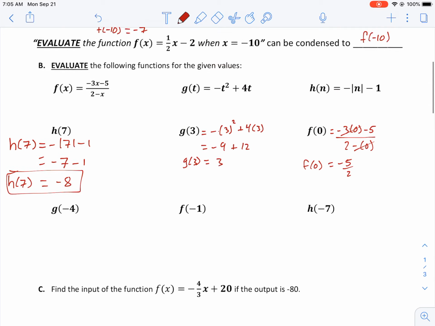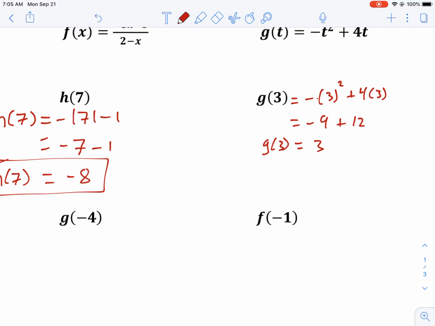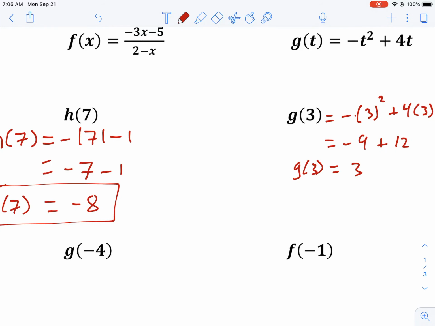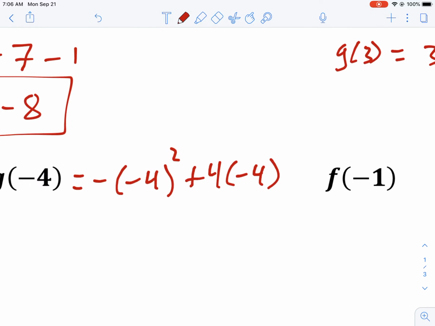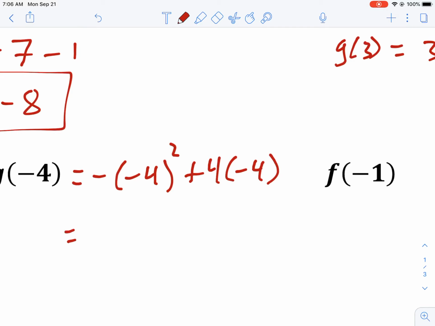And we can keep going, all right? This says g of -4, so now we're going to go back to the g equation. And like I said, always put your stuff in parentheses. It's going to make it easier to see what is going on, especially with negative signs, right? So here we have two negative signs, but the squared, remember, applies first. So this is -4 squared. -4 squared is 16, right? This is -16, 4 times -4. So really, this is -16 minus 16. That's -32.